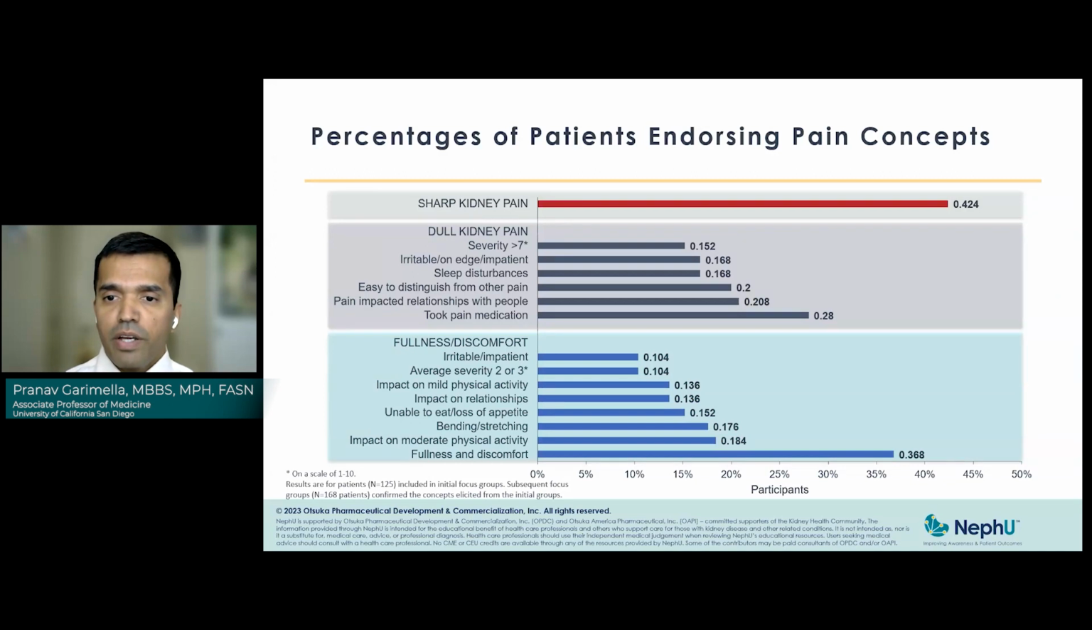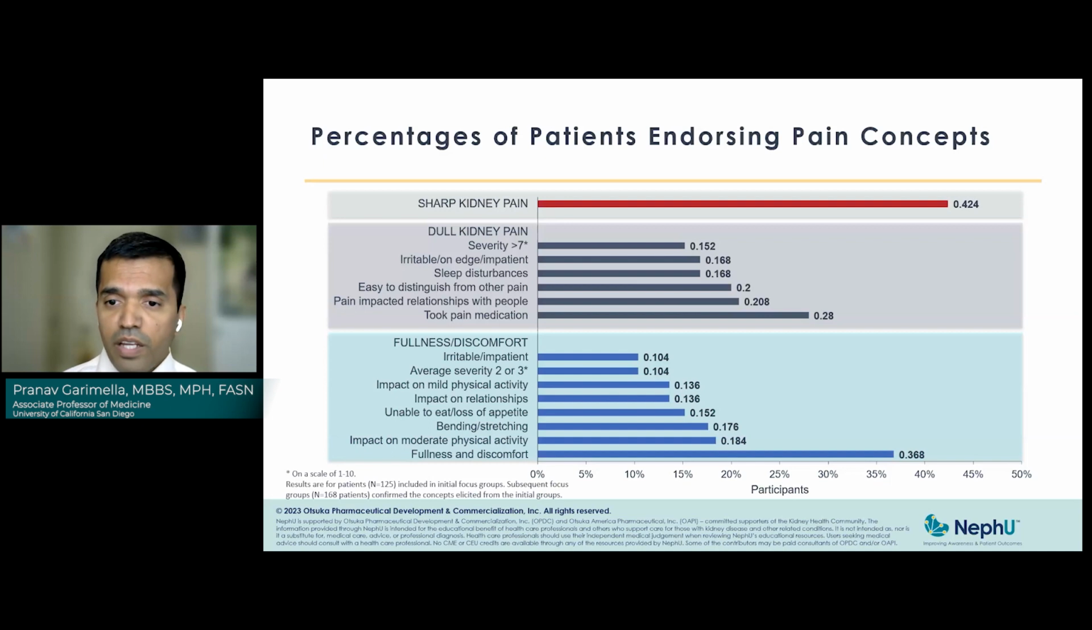Dull kidney pain seems to be slightly less frequent, but you can see that it does impact sleep. Nearly 17% said that they were either irritable or had sleep disturbances. 20% say that their pain impacted relationships with other people. And nearly 28% have reported taking some kind of pain medication to manage the dull pain. It just goes to show you that dull pain plays an important role in affecting people's lives and their mental health.